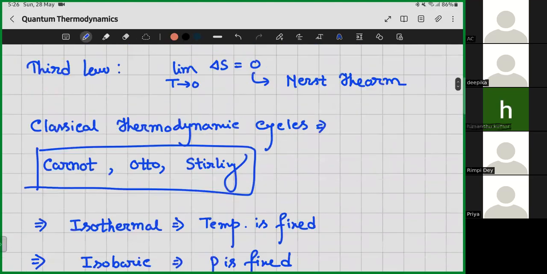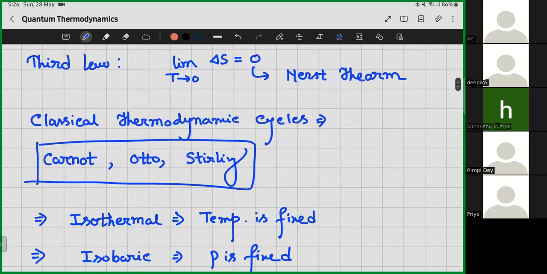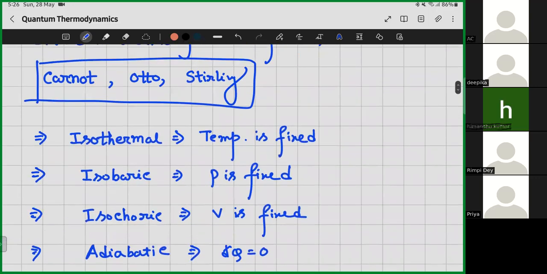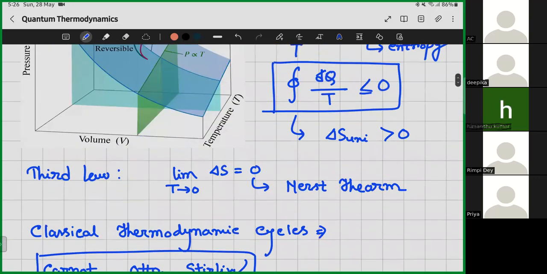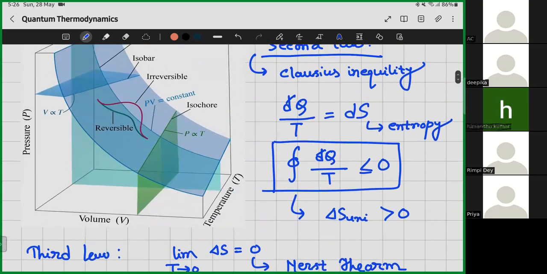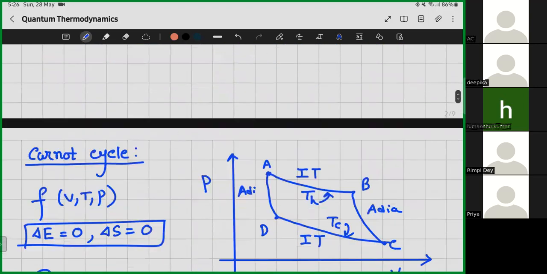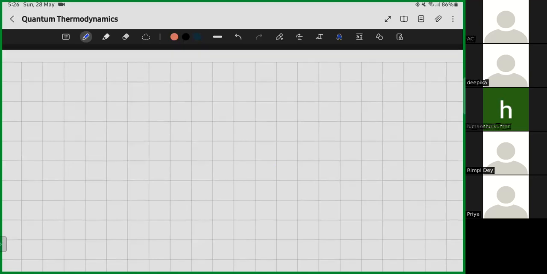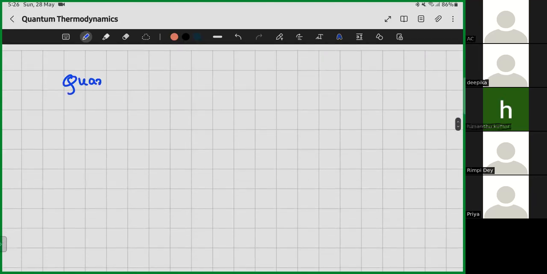Now I will introduce quantum mechanics, because these Carnot cycles, these reversible processes, these laws, everything is valid for a classical or macroscopic system. That means there are an infinite number of molecules. But if we look at a microscopic system, there is no infinite number of molecules. We have to focus on each and every molecule. As the molecules follow quantum mechanics, we have to relate quantum mechanics and thermodynamics.